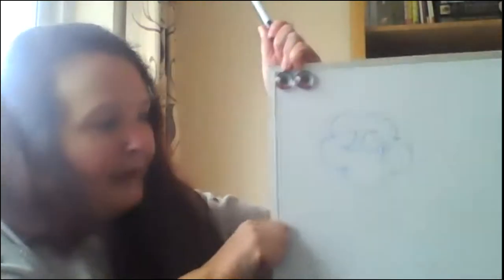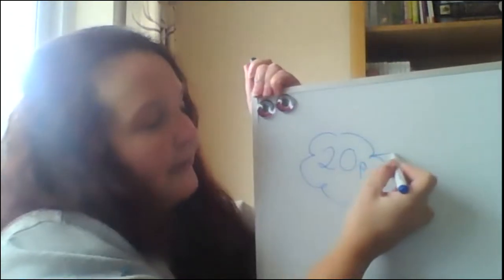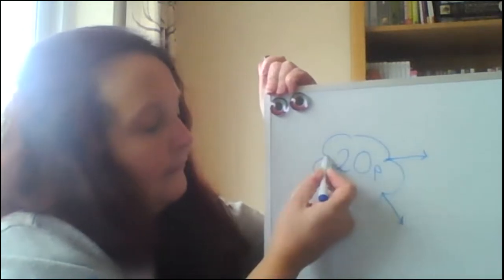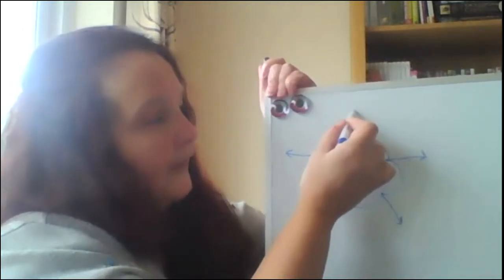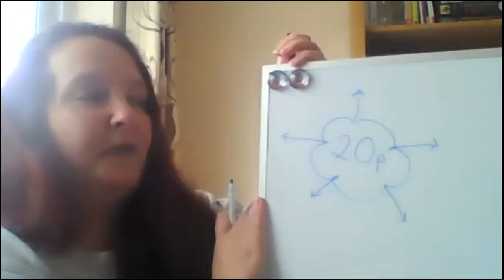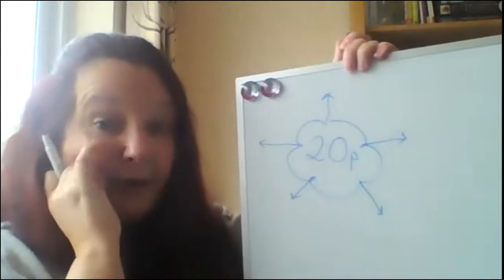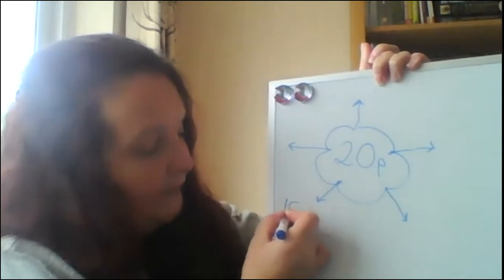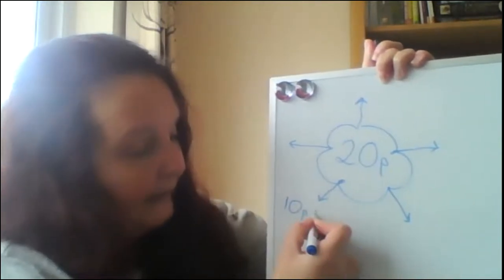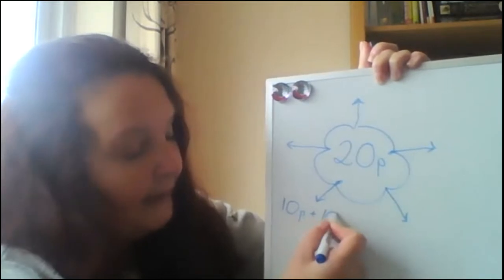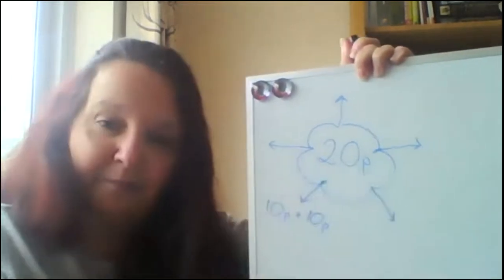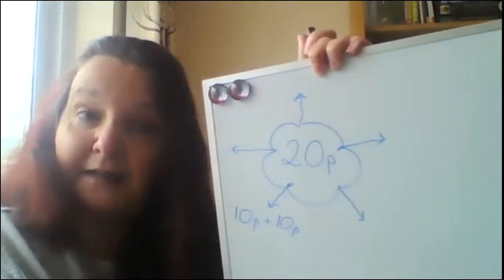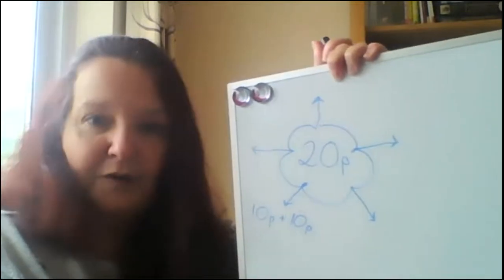Okay, you see my board there? And then if you put some little arrows like this. I've done 6 arrows there. Right. Can you think of different ways using your coins that you could make 20p? I'll give you a clue. I could have a 10p and a 10p. That would make 20p. Can you think of some different ways? You might try 6 ways or 8 ways. Have a go now. Pause the video while you do that.